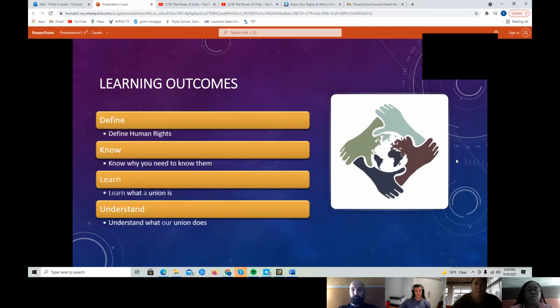Also, we're going to want the students at the end of this to be able to define human rights, not necessarily like a dictionary definition, but in their own words, not something they memorize, but what they can verbalize about what human rights means to them. And also they need to know why they need to know them, because what good is knowing something if you don't really know how to use it and why you should know it.